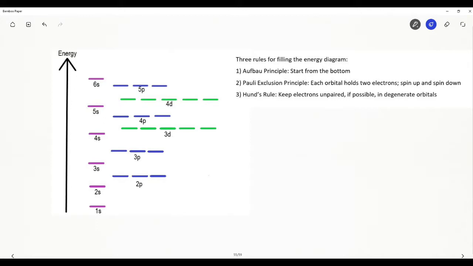Rule number one is based on the Aufbau principle. And all that says is start with your lowest energy orbital. So we're going to start from the bottom of our energy diagram.